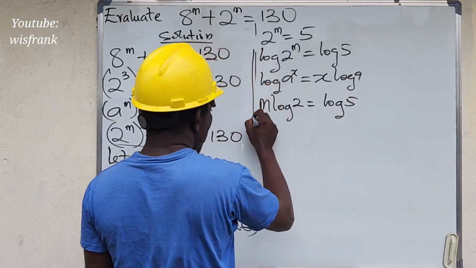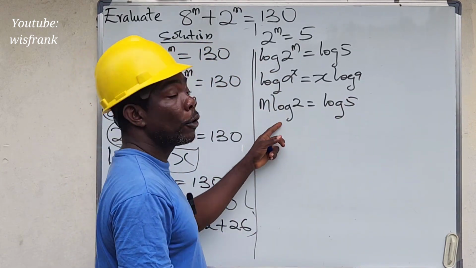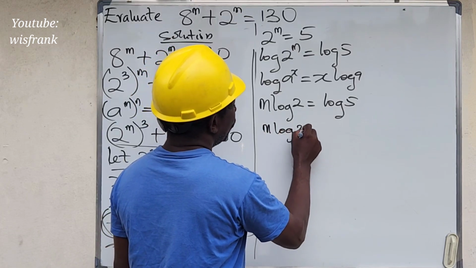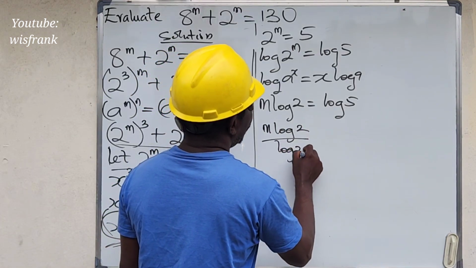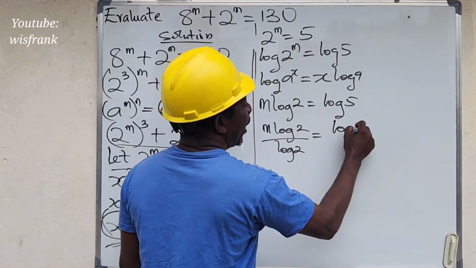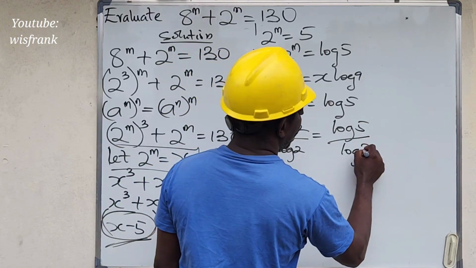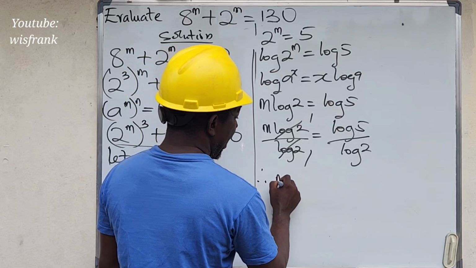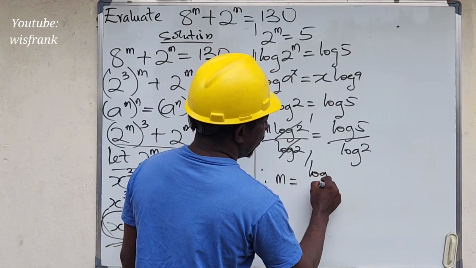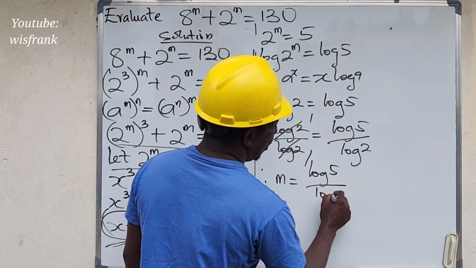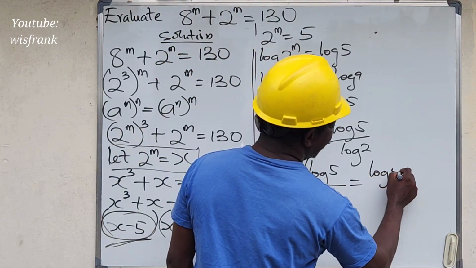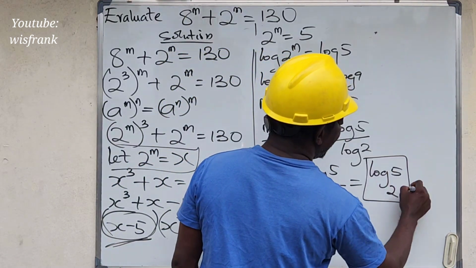So what we are going to do is divide both sides by log 2. This will become m log 2 all over log 2 equals log 5 all over log 2. This will cancel here and this will cancel here. Therefore, m equals log 5 all over log 2. We can also write it as log 5 base 2. So this is the value of m.